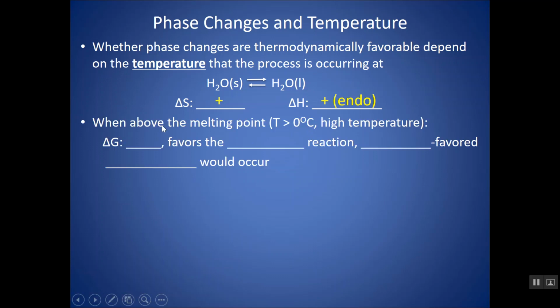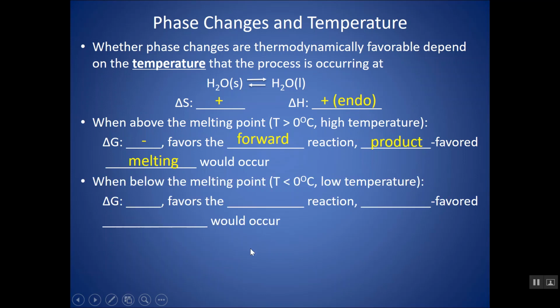So when above the melting point, if I'm higher than the melting point, high temperature, it would make sense that delta G is negative, that it's thermodynamically favorable, that it would go forward. If I'm above the melting point, the ice will melt. That's why if it snowed and now it's 40 degrees Fahrenheit and the melting or freezing point of water is 32 degrees, I'm going to find all the water as liquid now. So it's product favored and melting would occur.